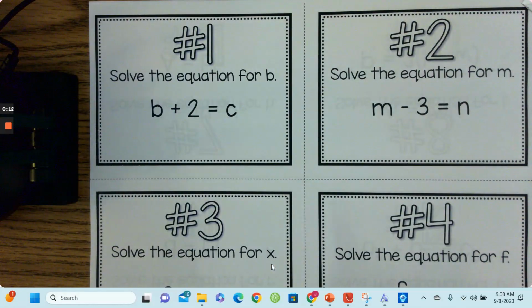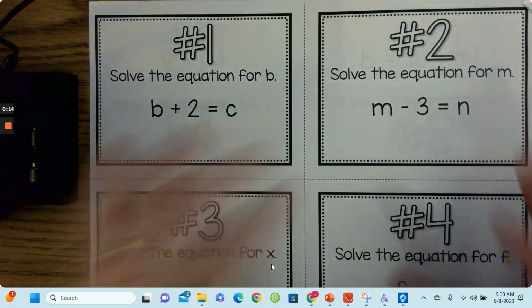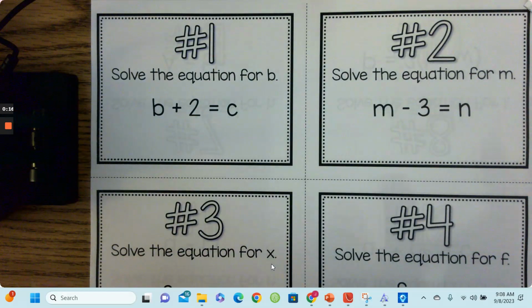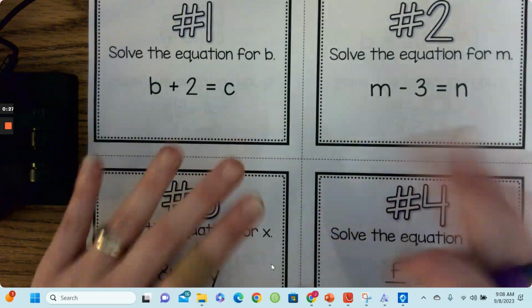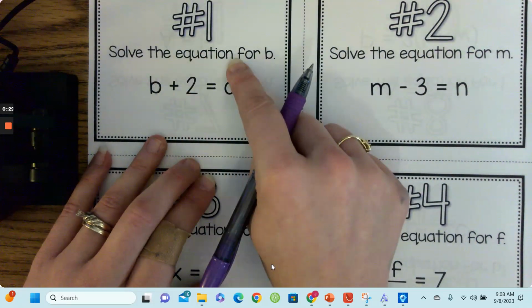And so what we're doing today, it's called literal equations, and all we're doing is moving pieces around. And you've got to be able to move pieces around because this year your linear equations are not just in slope-intercept form. We do standard form. So you've got to be able to move pieces. And so it's going to tell you what to solve the equation for.